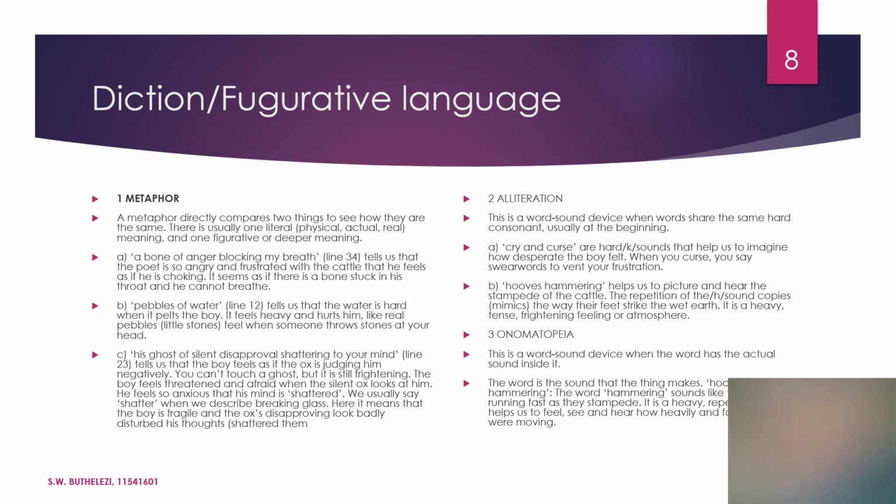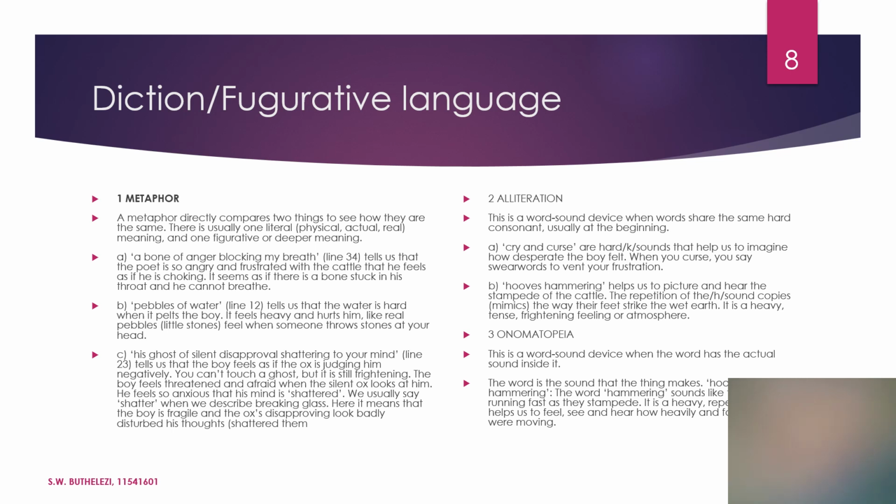Moving on to the second figure of speech, we have alliteration found in the poem. This is a word sound device when words share the same hard consonants, usually at the beginning. An example of alliteration in the poem is when the poet says "cry and curse." Those are the hard sounds that help us to imagine how desperate the boy felt. When you curse, you say swear words to vent your frustrations.